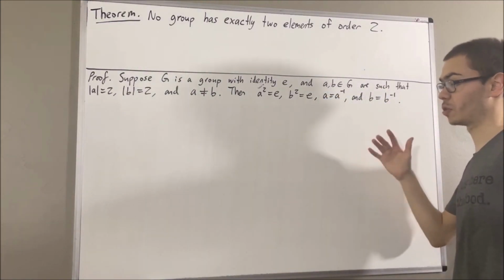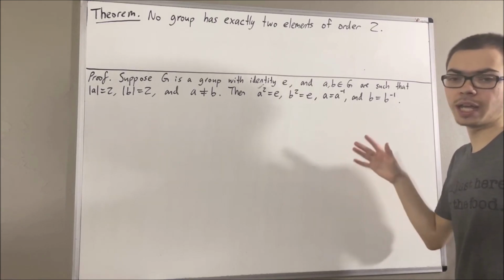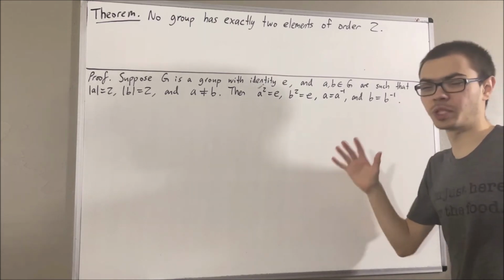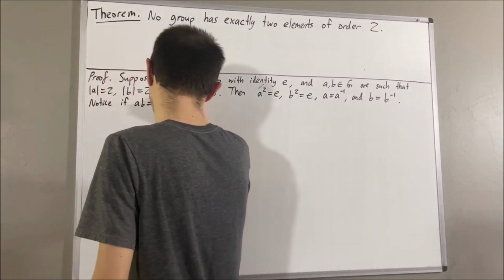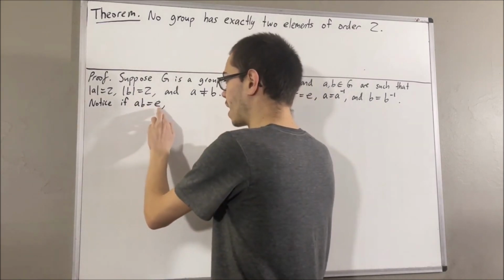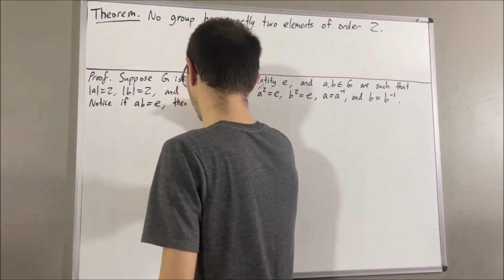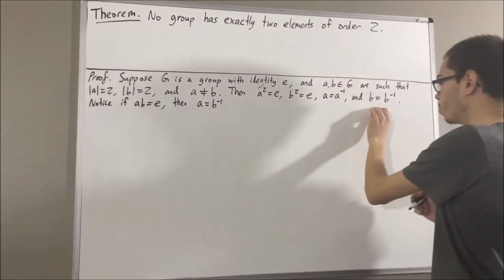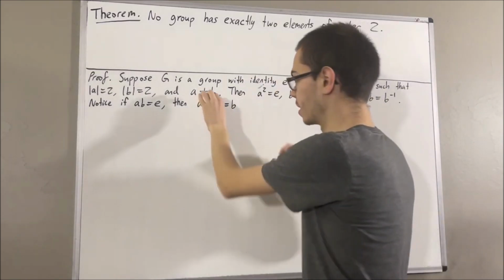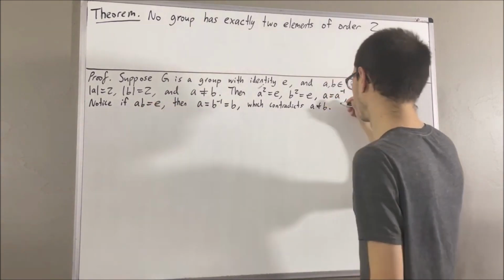Some other facts that are going to be useful is showing that AB is not equal to the identity, AB is not equal to A, and AB is not equal to B. So then, what goes wrong if AB is equal to the identity? Well, if AB is equal to the identity, then if we multiply the inverse of B on the right side of both of these expressions, then we get A is equal to the inverse of B. But the inverse of B is equal to B, so this shows A is equal to B, which contradicts the fact that A and B are distinct. So we can't have AB equal to the identity.